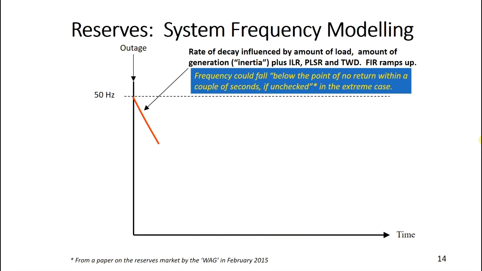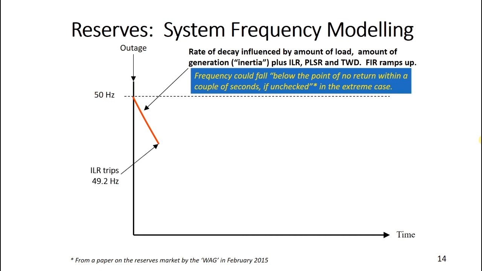If the frequency were to fall below certain values for even a couple of seconds, then that could lead to what's known as a cascade failure in the extreme case. A cascade failure means that things start to turn off in sequence because the frequency keeps falling, and eventually all the lights everywhere turn out. But frequency keeping and the reserve regime are there to prevent that happening.